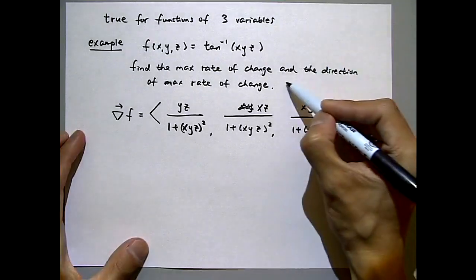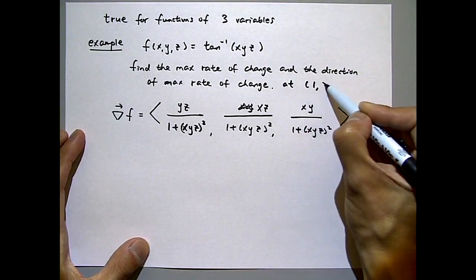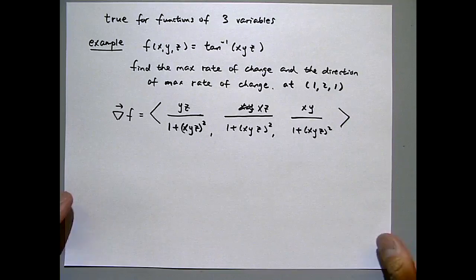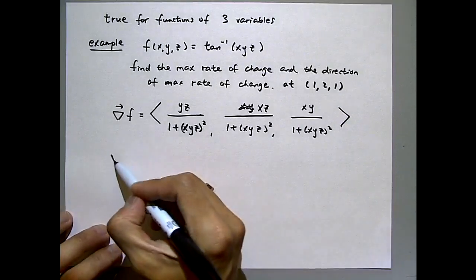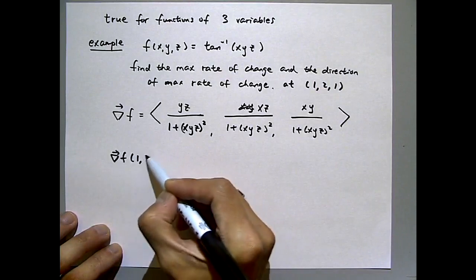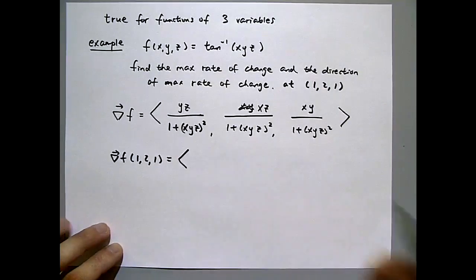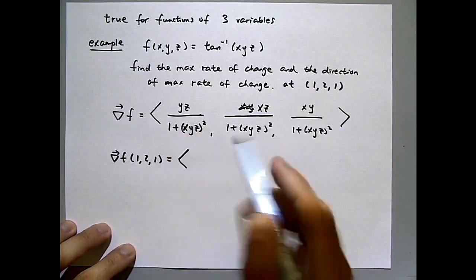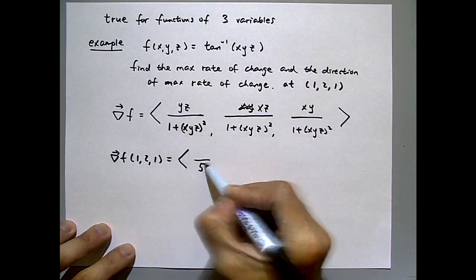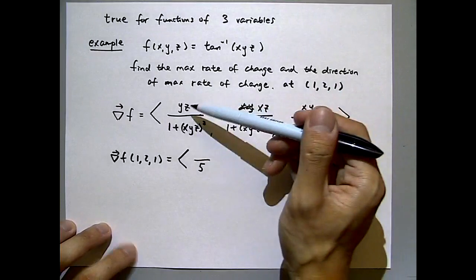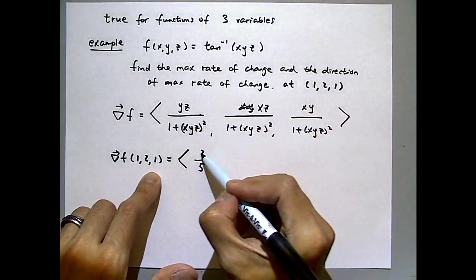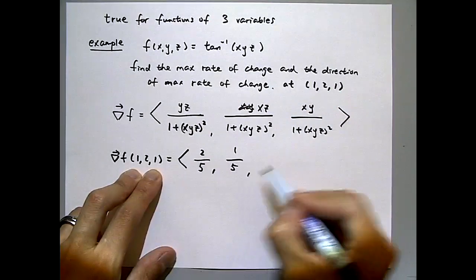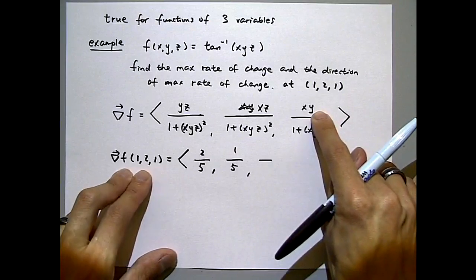Let's give a point here. (1, 2, 1), yeah. Okay, then we figure out the gradient at (1, 2, 1). Downstairs would be 4 plus 1, so everything is over 5. Upstairs, yz, this is a 2. xz is a 1. xy is a 2.